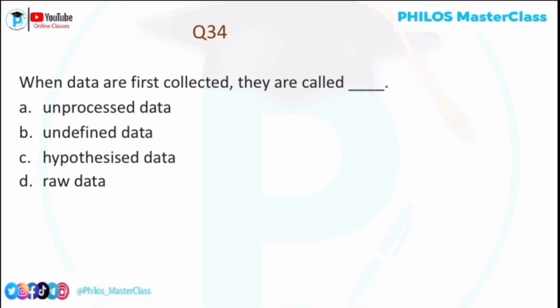This question says, when data are first collected, they are called, the answer is primary data. Okay. And primary data is also referred to as raw data. Okay. So the correct answer for this is option D, raw data. So let's proceed to the next one.